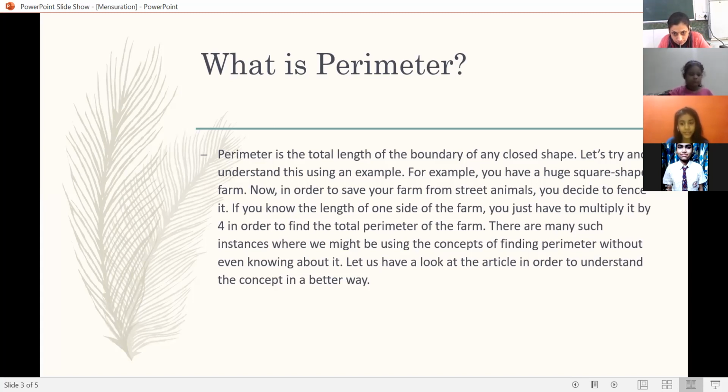There are many such instances where we might be using the concept of finding perimeter without even knowing about it. Let us have a look at the article in order to understand the concept in a better way.